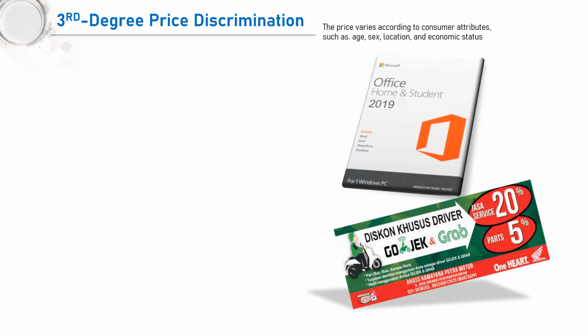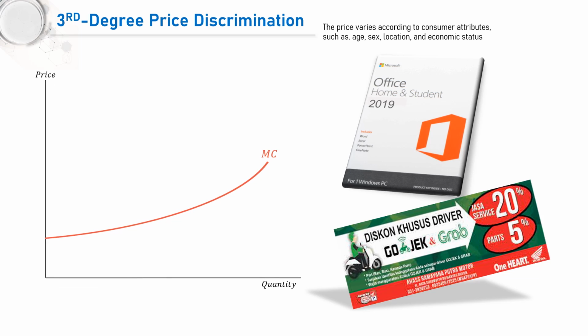In the third degree case, firms know the different demands for their products through consumer attributes such as age, gender, location, and economic status. For example, there are special prices of office applications for students, special service prices for online drivers, or different fuel prices in Java and in Eastern Indonesia. Let's see now how the prices are set differently by a firm given the firm's marginal cost here.